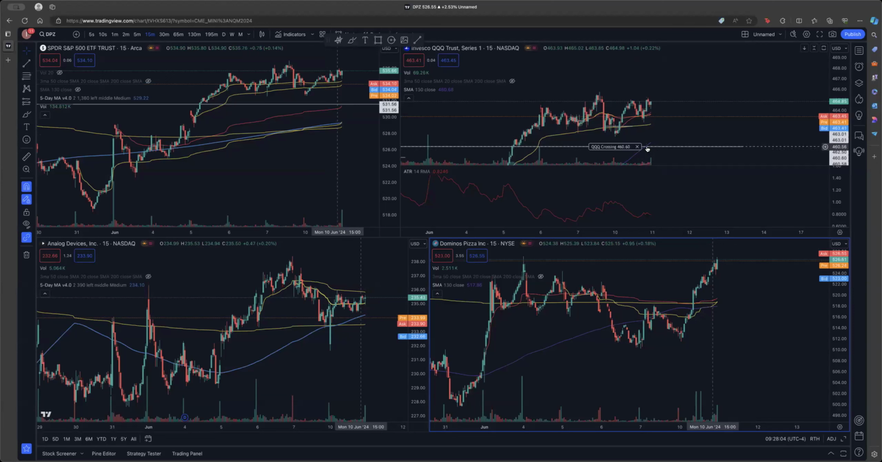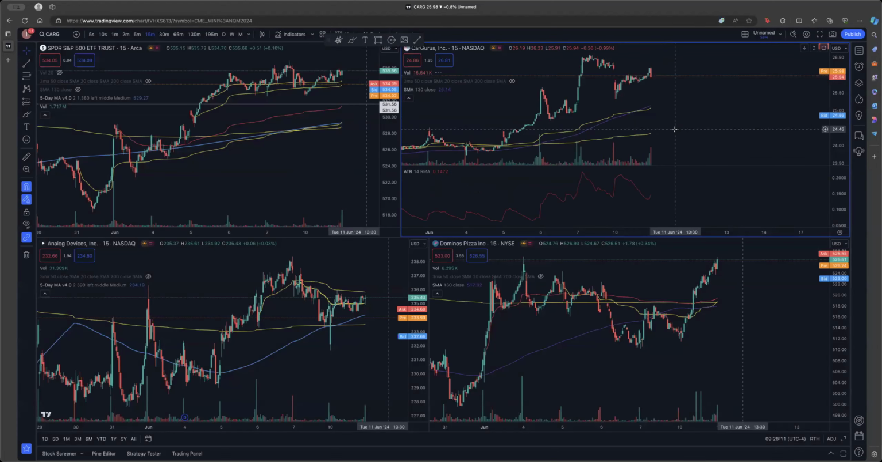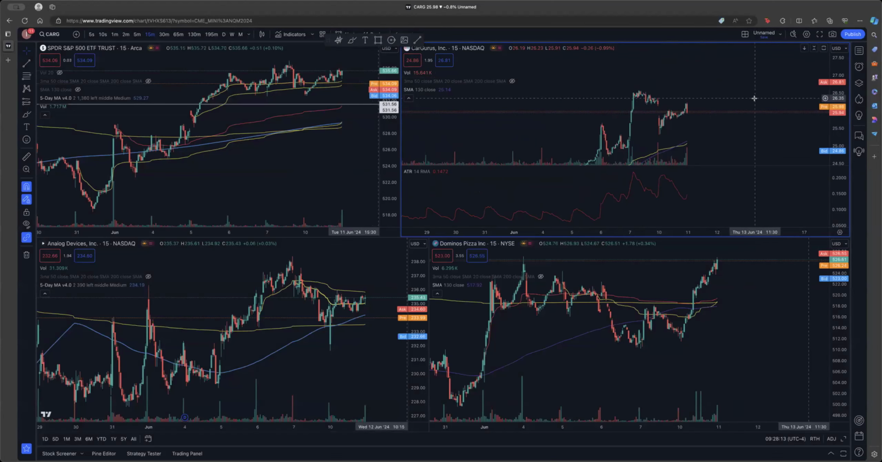Final cut on CARG, they said somewhere near 27, even if we didn't get that. Oh, CARG, we just have runners. It's been a while since I looked at it. CARG is still looking good, man. So I would just leave it be. I would just leave the position alone.